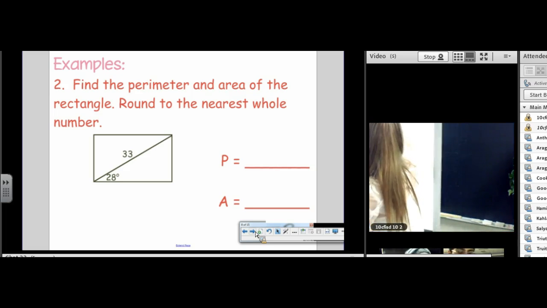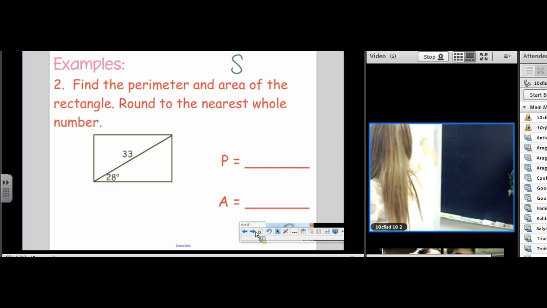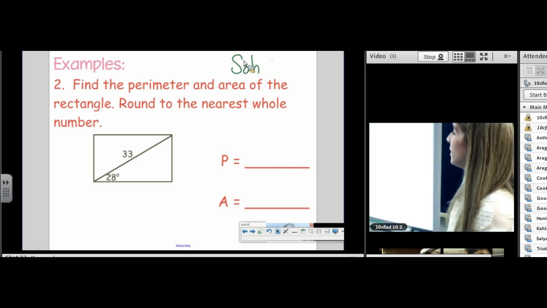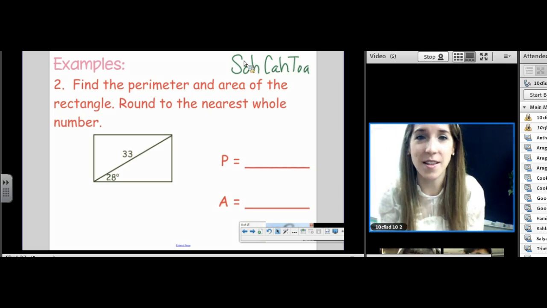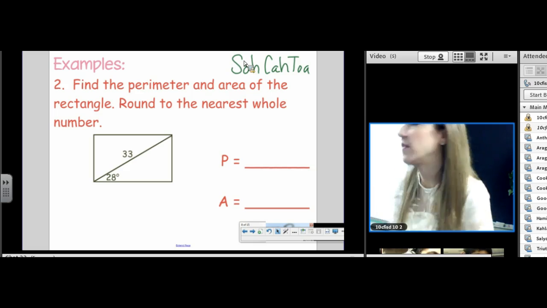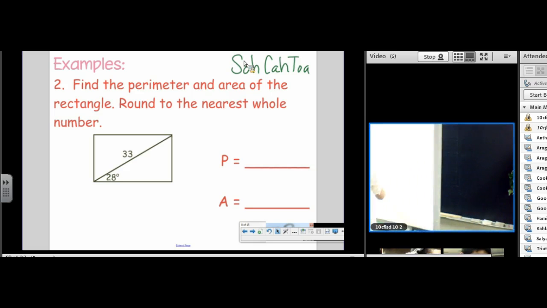So, I will remind you how to spell SOHCAHTOA. To find the perimeter and the area, you need the length and the width. There's no way around it. You need those values. So you can call this W. You can call this L. How do we find W? Exactly what y'all said. We would do sine. Opposite over hypotenuse. And then how would we find the length? We would do cosine.